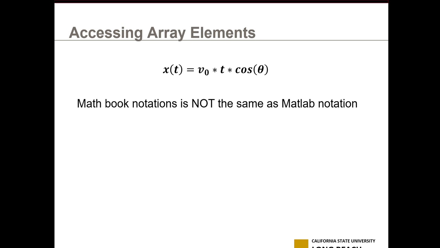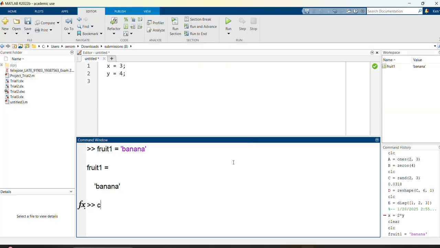t is the independent variable. x is the dependent variable. So x is just a function of t. The notation that we use in a math book is very different from the notation that we use in MATLAB. So many of you try to write something like this: x of t is equal to v naught times g times cosine theta. And it makes perfect sense, right? But let's see what actually happens when we try to type this out.